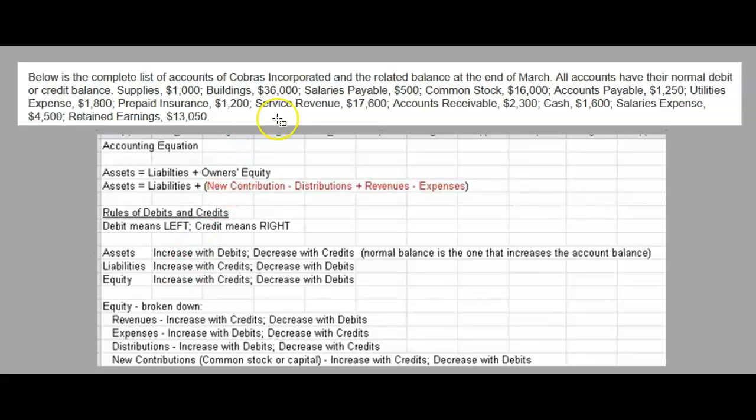Okay, let me do one other. Service revenue, $17,600. Well, revenue normally has a credit balance. And again, in this problem, they say all the accounts have their normal balance. Okay, so that's just a couple of hints so that you could put together a trial balance related to Cobras Incorporated.